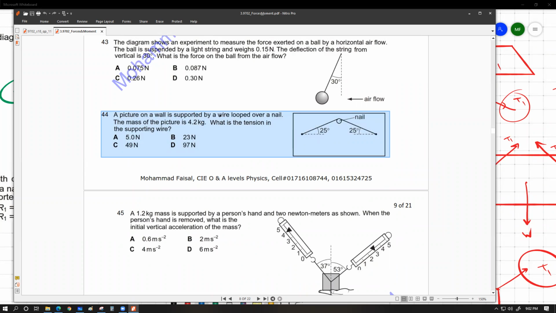I will show the procedure, the same procedure, to find the tension value. So you just have to draw these two up. So 2T sin 25 equals 4.2 into 9.81, and you solve that for the T value, you get that number.